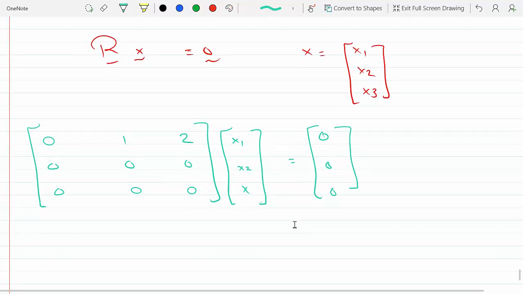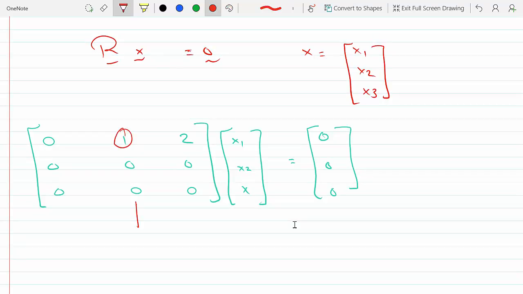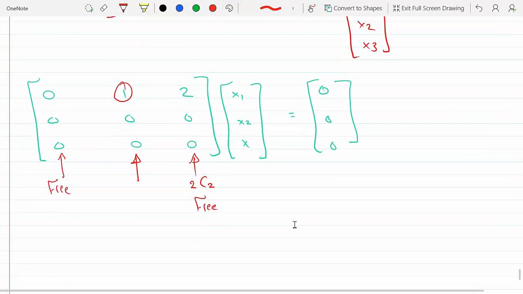Okay, now notice that the first pivot is contained in the second column, so this is a column that contains a pivot. There are no pivots here, so this is a free variable, a free column. And this one is also free because it is just twice column number 2. If you multiply column number 2 by 2, you get column number 3. So this is 2 times column 2, which means it's also free. That means I only have one pivot, which means I have 2 free variables.